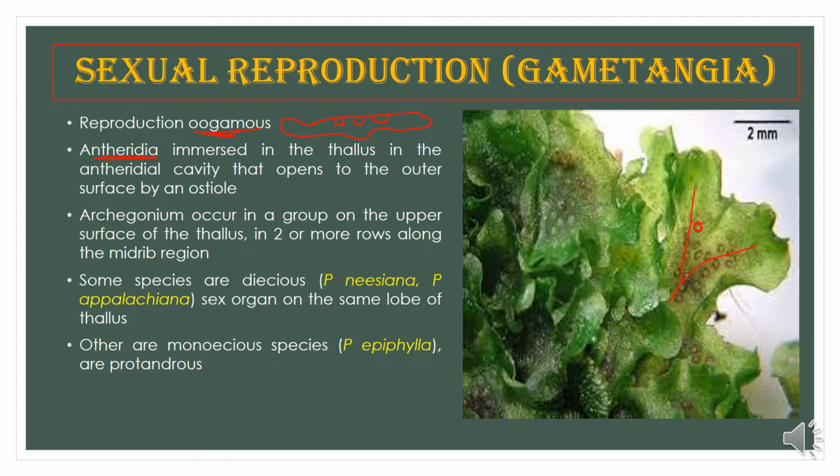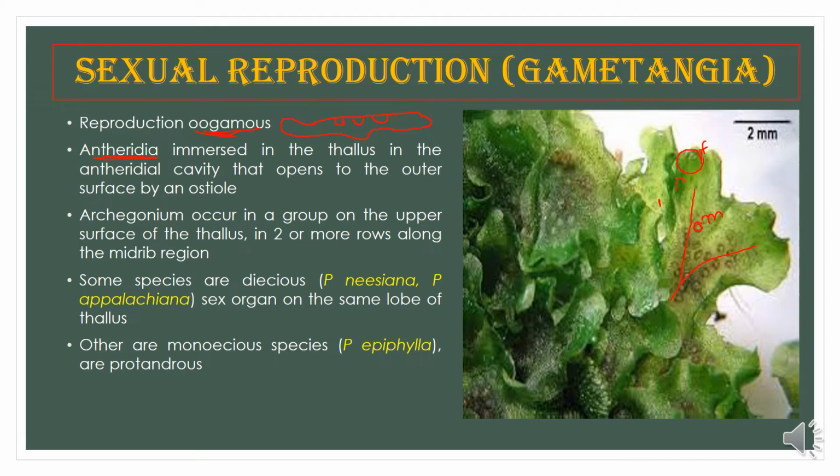These structures here are the antheridial chambers, which open to the outside by an ostiole. And the archegonia are born here under this involucre. In the apical region, the archegonia, that is the female reproductive organ, are born.